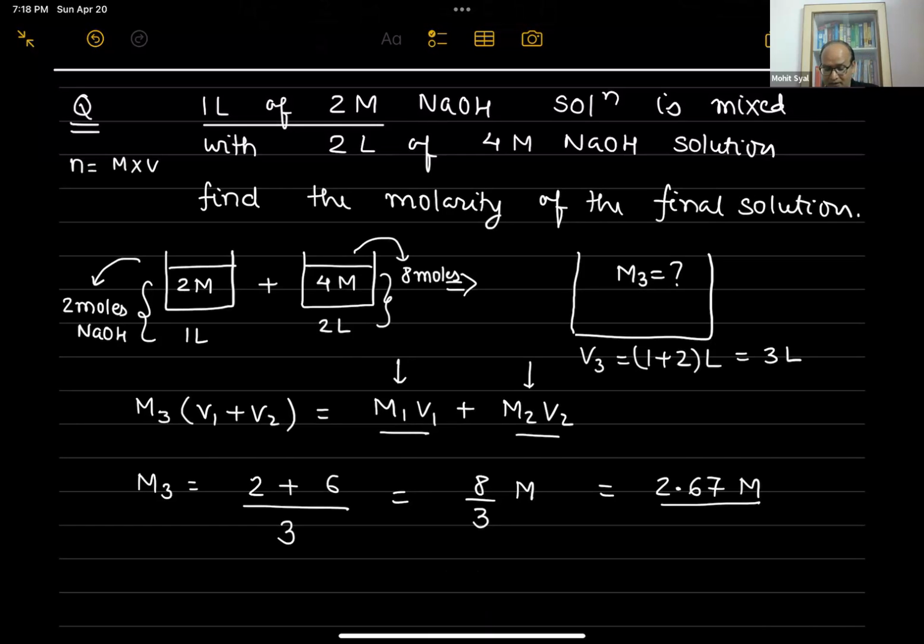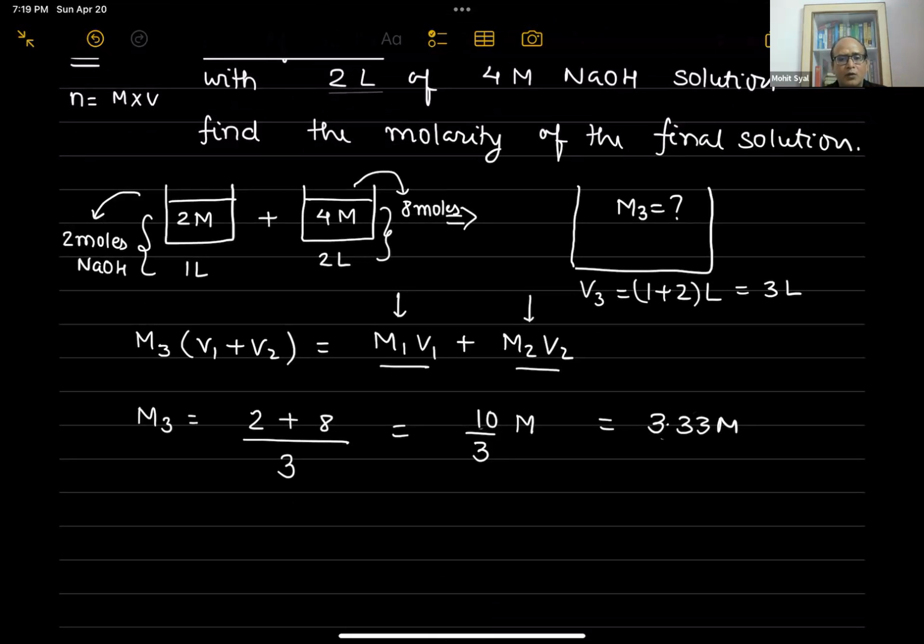I think I made a mistake. M2 into V2, 4 into 2 is 8. Yeah, I made a mistake. I wrote it wrong. Yeah, 10 by 3. Correct. This is wrong. Got it? Because I think instead of 6, I wrote it like this. Okay, 8. Is it clear? So 8 plus 2, 10 moles by 3, that is going to be 3.33 molar. Is it clear to you?